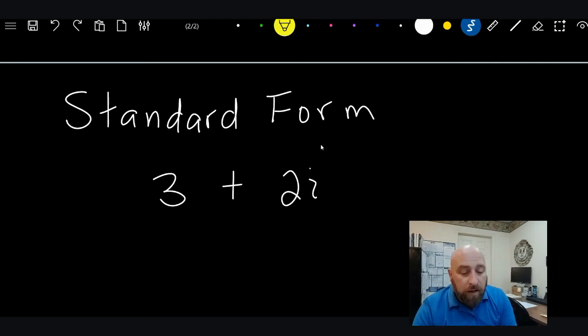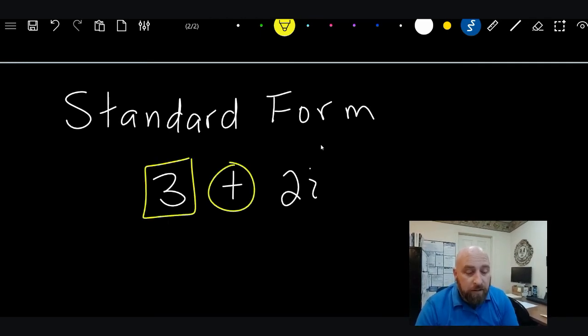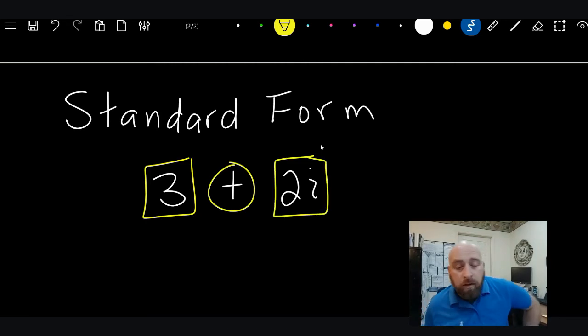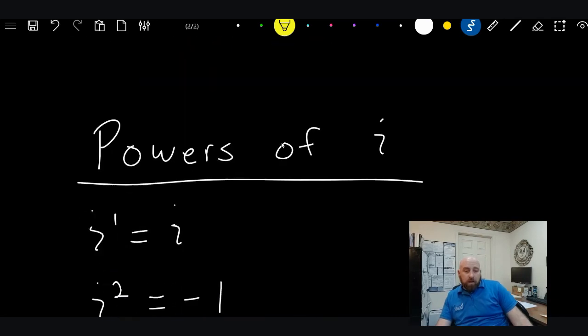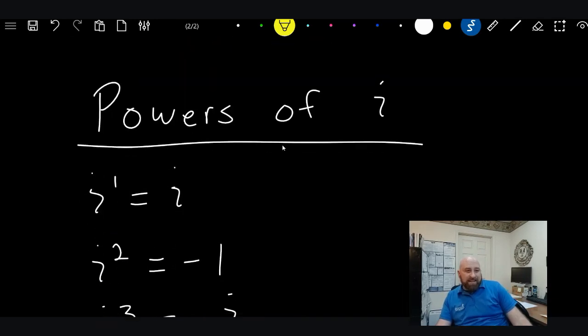So we would write our number first, then our plus or minus sign, and then our imaginary number. So 3 plus 2i would be the proper way to write that. Okay, 3 plus 2i. Now this section, I like this section. This section makes me happy right here as a math teacher.